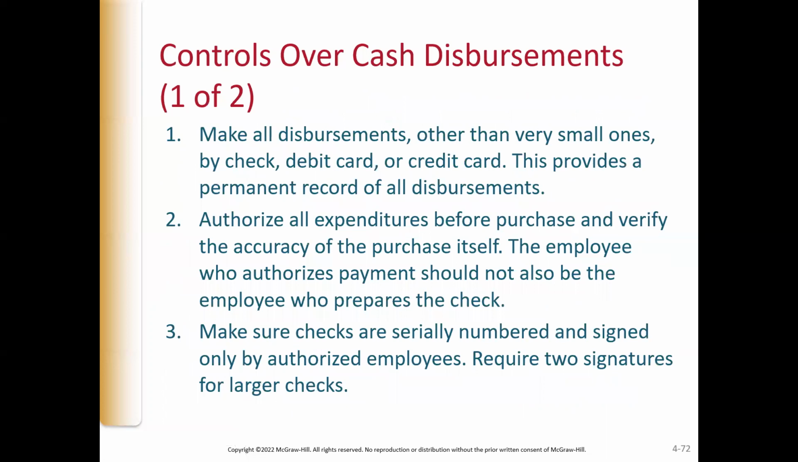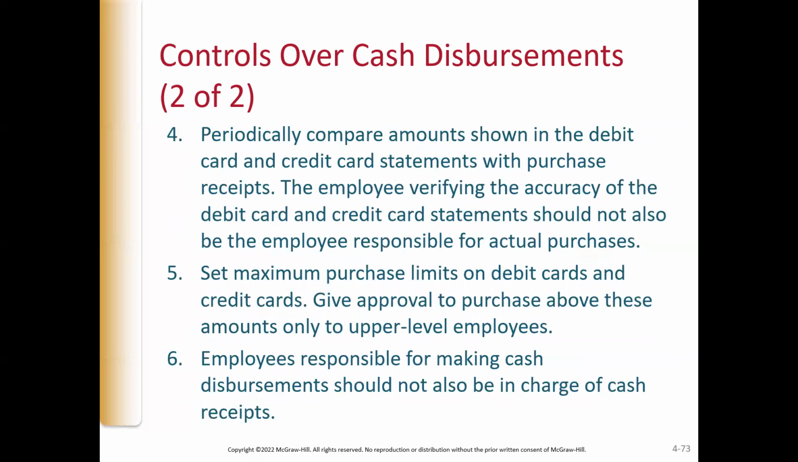Okay, so remember, great ways to handle cash disbursements is to make disbursements by check, debit card, or credit card, because it provides a permanent record. Authorize all expenditures before purchase and verify the accuracy of the purchase itself. The employee who authorizes payment should not also be the employee who writes the check. Make sure checks are serially numbered and signed by authorized employees. Sometimes 2 signatures are required for larger checks. These are good internal controls.